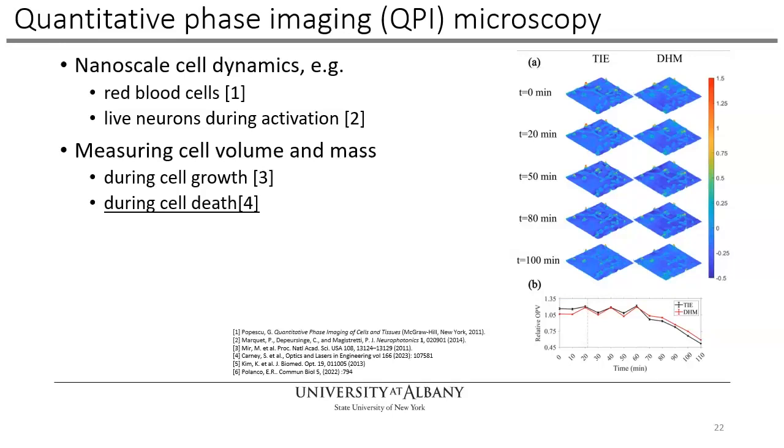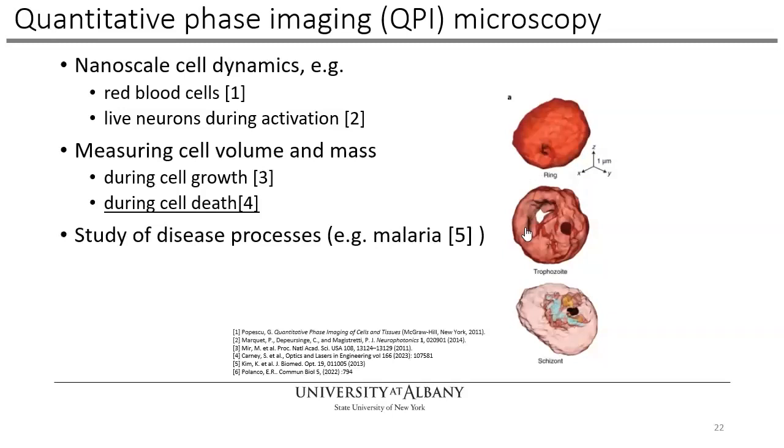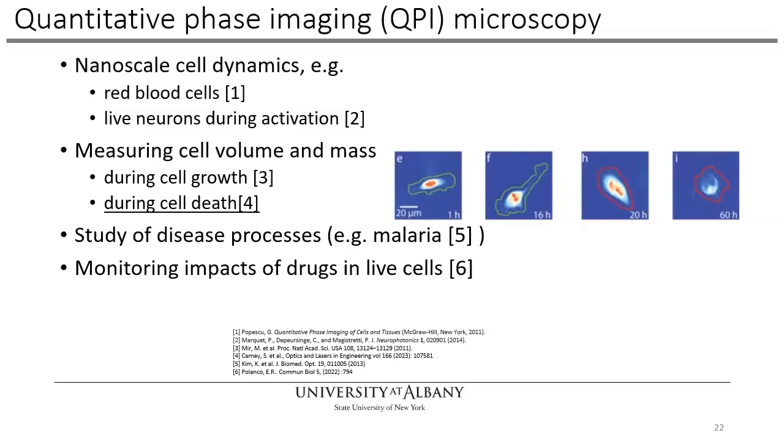You can use it to study disease processes. So this is an example of a cell infected by malaria, and you can track how it changes in real time without interfering with the disease process. And it has applications also if you're trying to study the impact of drugs on cells. So this was a study of cancer drugs and seeing how they killed cells. And you can study them without interfering, aside from the drug, with the behavior of the cells by using quantitative phase imaging. And this is just a half-hour web search for recent applications.